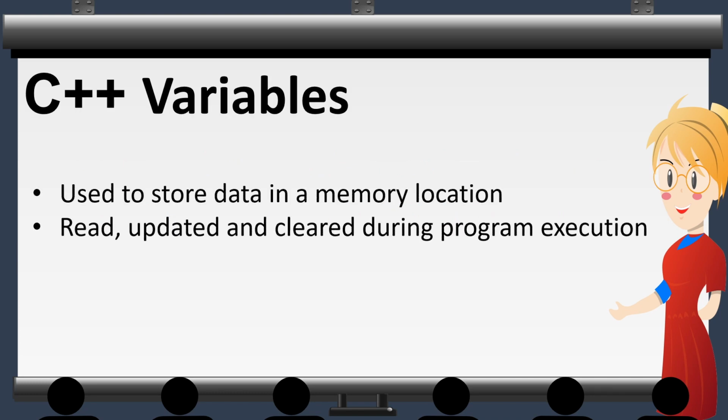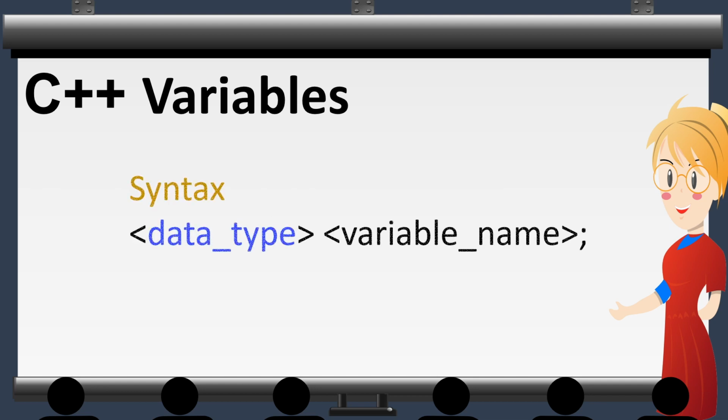In C++, variables are used to store data in a memory location, which can be modified or used in the program during program execution. Every variable has to be declared before it can be used in the program. For declaring a variable, you need to specify the data type of the variable and a variable name. The data type indicates the type of data stored in the memory location, and the variable name represents the name of that particular memory location using which it is further accessed in the program.